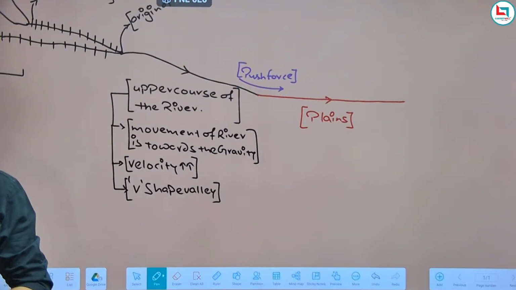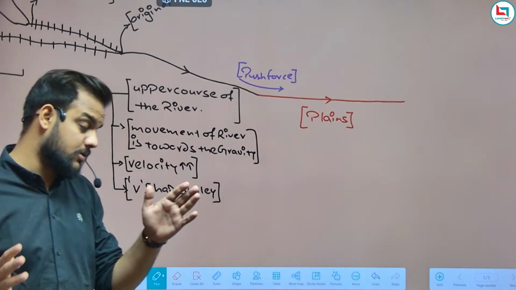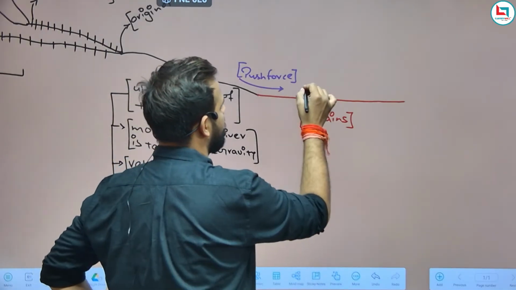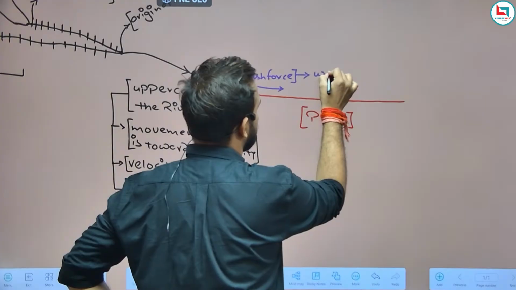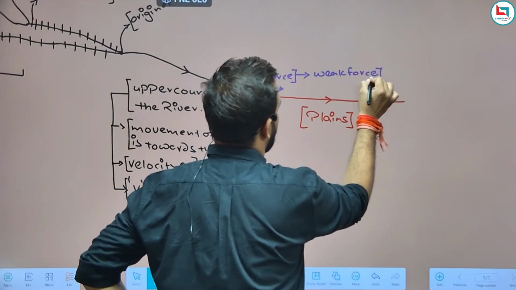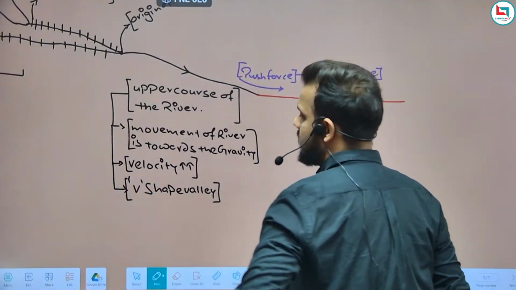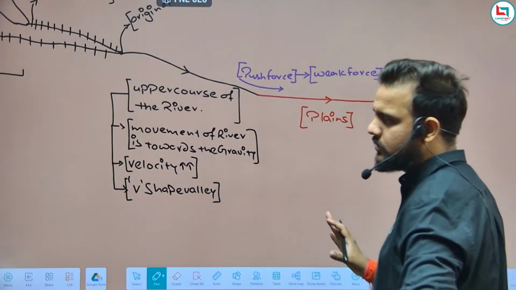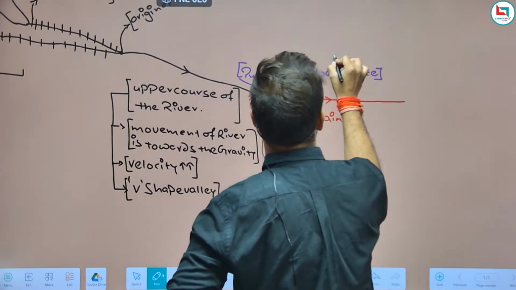Now guys, in the middle course of the river, the push force is there. It's a weak force. Now guys, due to this weak force, the velocity of river will be low.